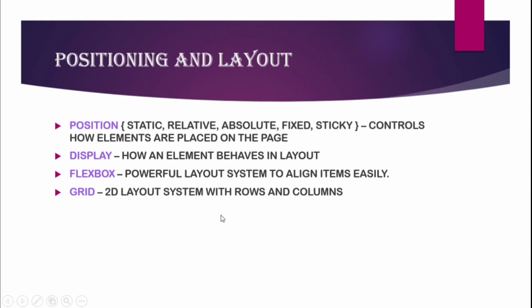Then we have the flexbox. Flexbox is another powerful layout system to align items easily. So for the display method, we have flexbox as well as grid. These two are some of the most powerful layout systems that we have. Grid is nothing but a 2D layout system with rows and columns. It will create rows as well as columns, and based on that format we create a grid. So these two are very important, flexbox and grid.